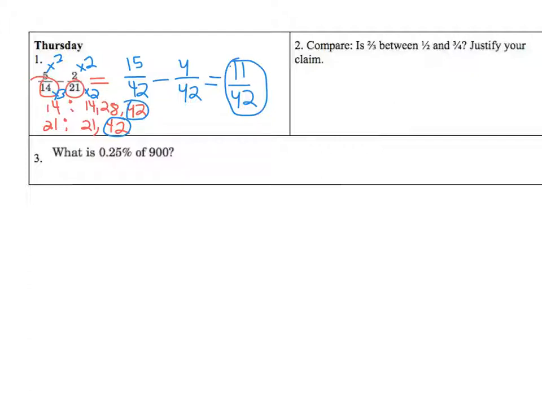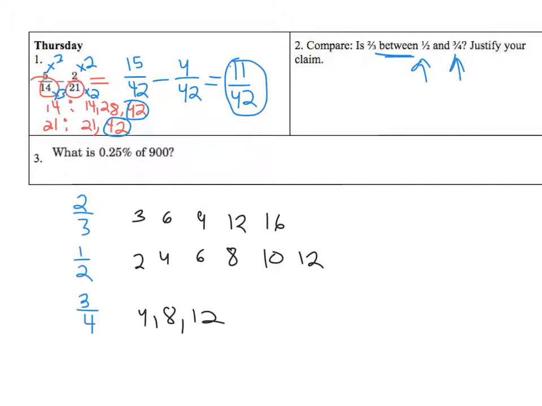For problem 2, we want to compare these fractions, and none of them have a common denominator. So we're going to write out the list of their multiples to see if we can determine the least common multiple, and then find a common denominator that way. From there, it'll be really easy to compare the fractions to see if 2/3 really is between 1/2 and 3/4. As you can see, the number 12 is in each list. It's the common multiple among all the denominators.